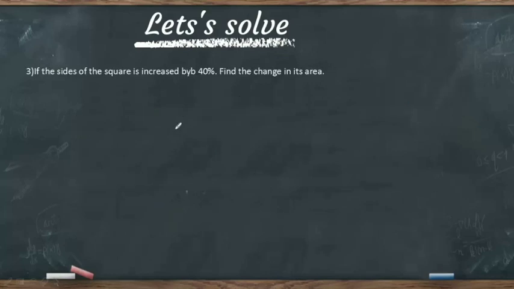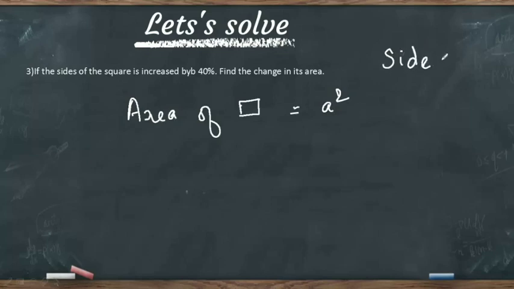The third question: if the side of a square is increased by 40%, then the change in its area is how much? We know that the area of a square is nothing but a squared. Initially the side is not given, so let me consider the side to be 1, because I told you that if the actual value is not given, you can assume it to be 1. So if I substitute a as 1, then the area of the square is 1.